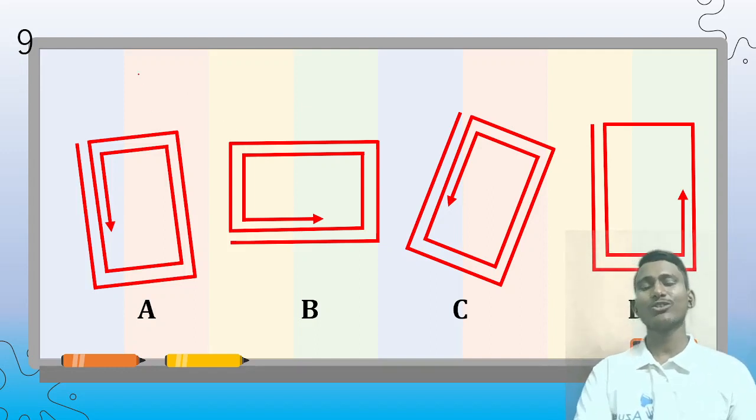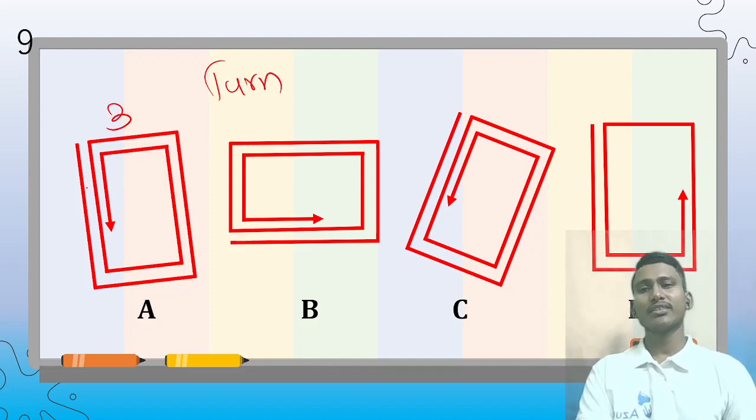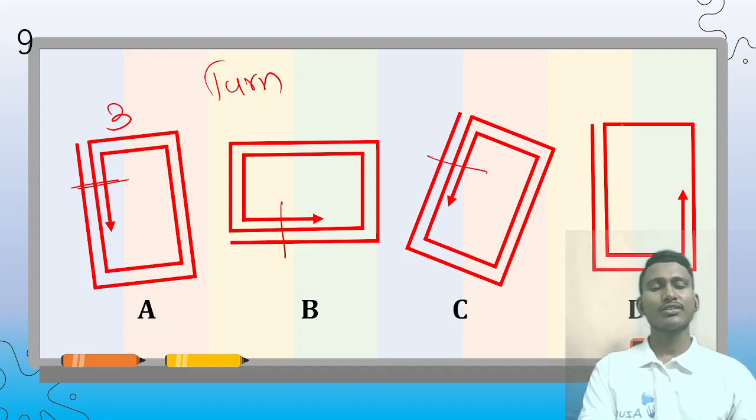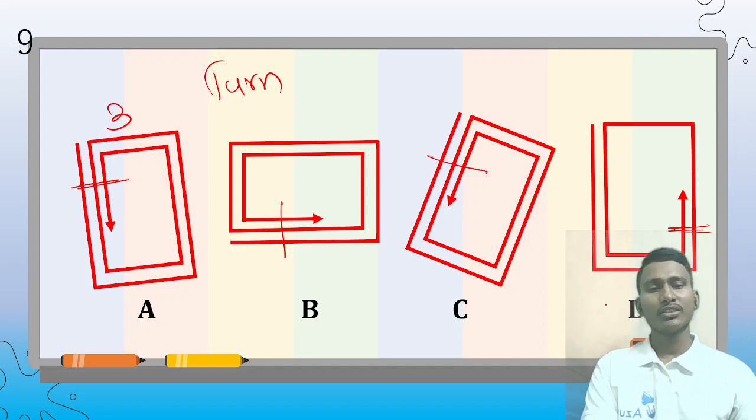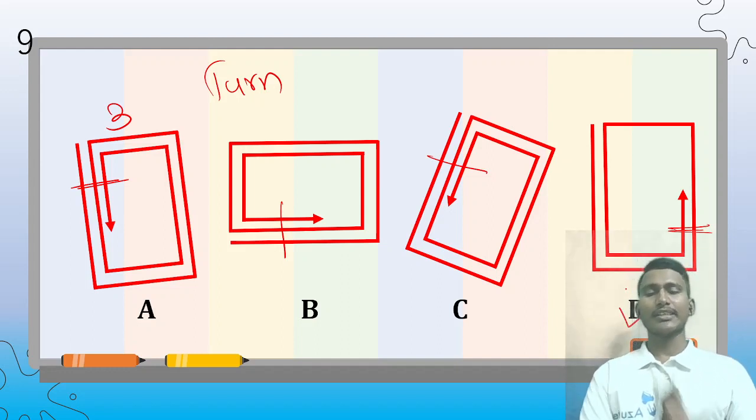Rotation means complete rotation, right? But here, how many turns has the arrow taken? Here, three, right? There are three turns. Here also three turns. How many here? There are only two turns, right? So that is why the answer is option D. That is the one different one.